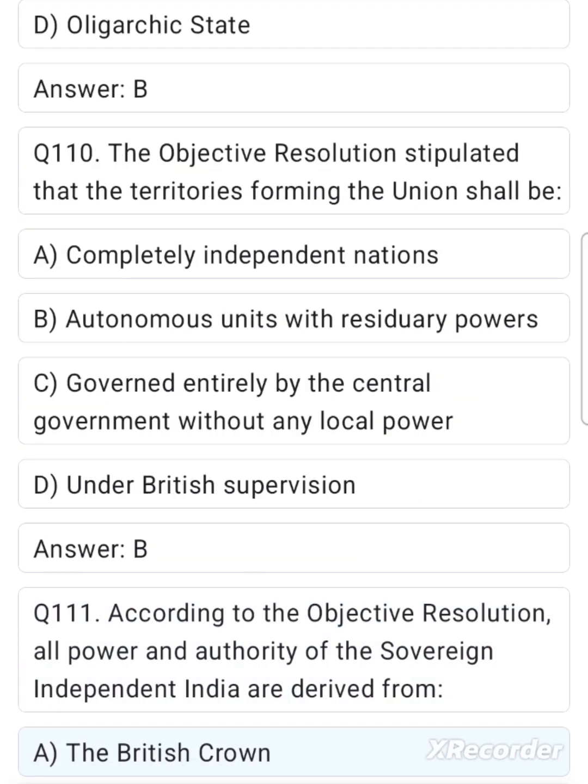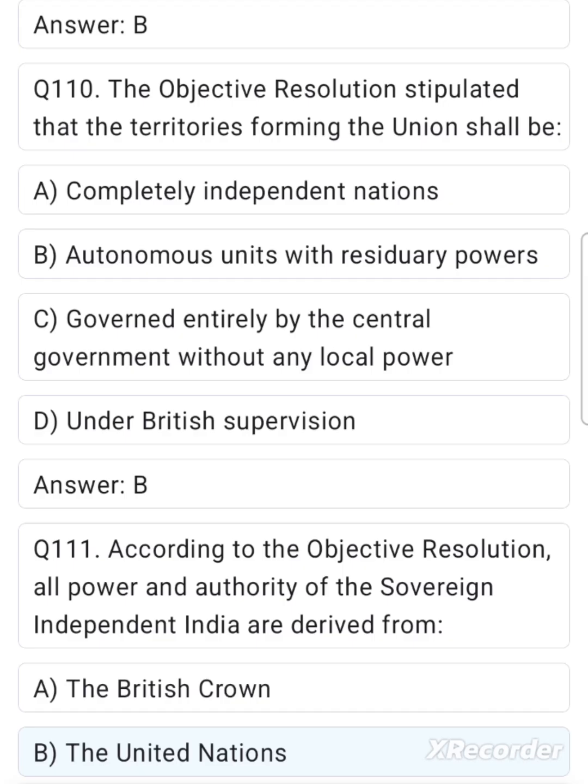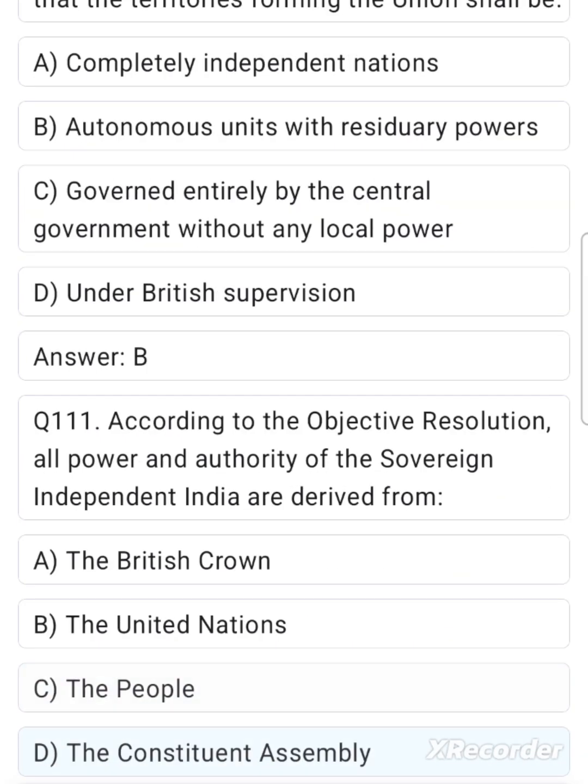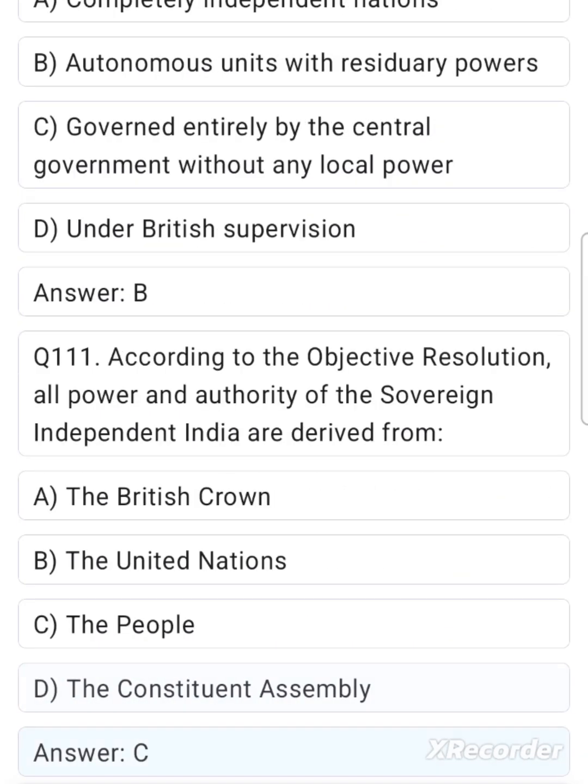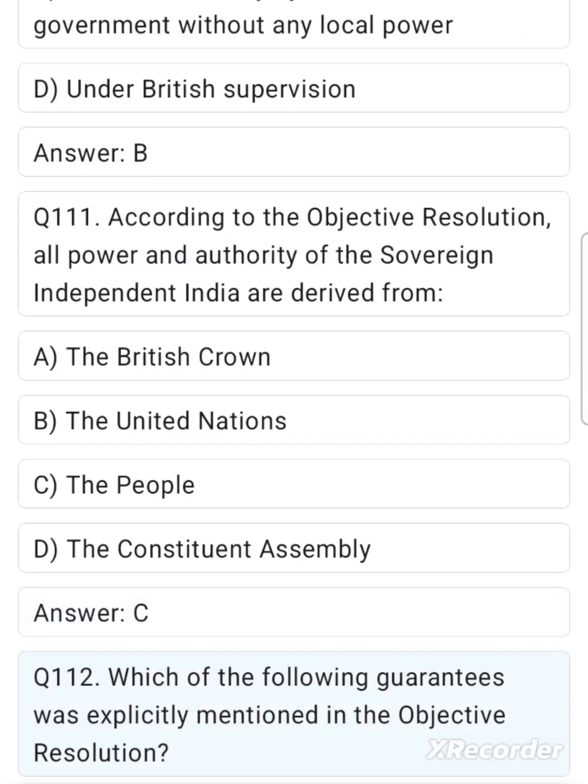A. The British Crown. B. The United Nations. C. The people. D. The Constituent Assembly. Answer: C. Q 112. Which of the following guarantees was explicitly mentioned in the objective resolution?